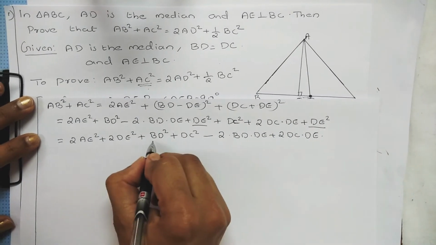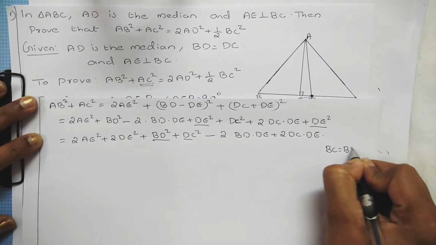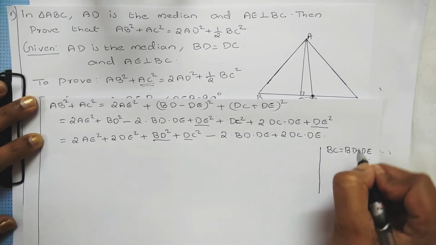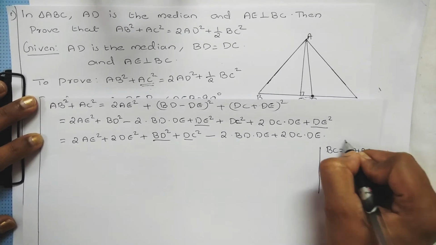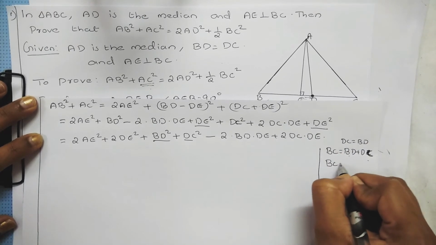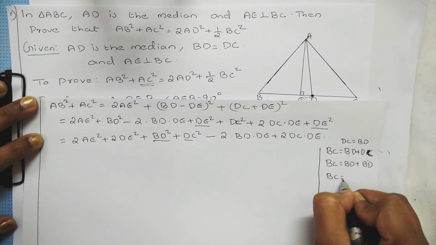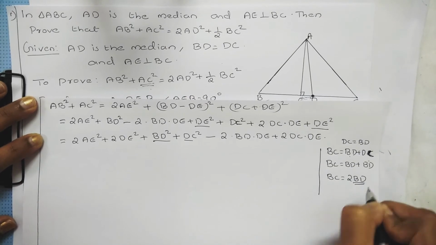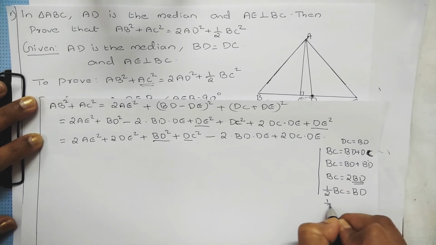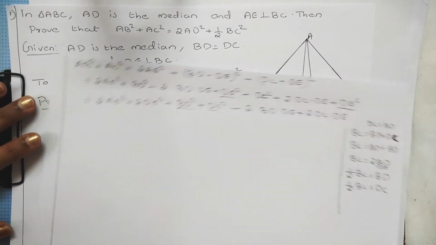Now you see here, BD and DC, how will you write? You know, BC is equal to BD plus DC, right? But we know that DC is equal to BD. Substituting that, what will you get? BC is equal to BD plus BD. That means BC is equal to 2BD. Now only BD we want. So 1 by 2 BC is equal to BD. The same way you can write 1 by 2 BC is equal to DC also. Clear? That is one thing.